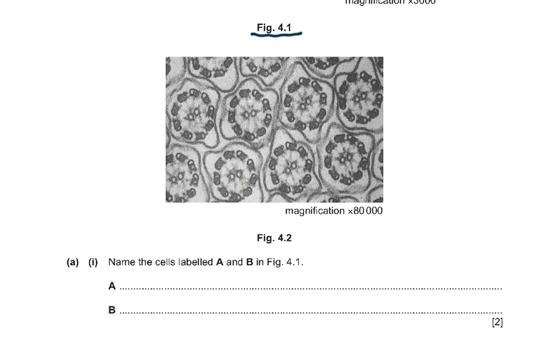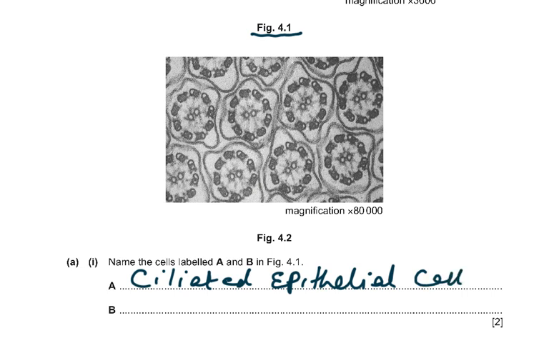Name the cells labeled A and B. A was what? Ciliated epithelial cell. Ciliated epithelium. And B is the goblet cell. Right? So that gets you 2 marks.